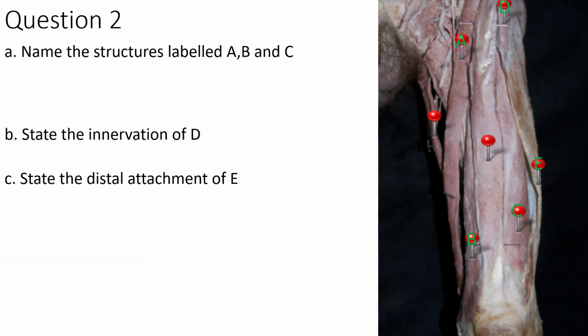Structure labeled A there is that muscle, and if you have named that as sartorius, that is very correct. B over here, that is vastus medialis, one of the 4 heads of quadriceps femoris. And structure C over here is vastus lateralis, the second head of the 4 heads of quadriceps femoris.